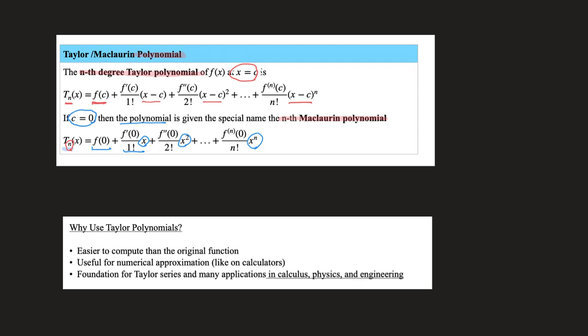Why use the Taylor polynomial? First, it is much easier to compute than the original function. I gave examples in the previous slides: how can we find the value of e to the 2, e to the 0.1, cosine 0.1, something like that? If you want to know these values, we use a Taylor polynomial to find them. The second reason is numerical approximation. Calculators use this algorithm to give the values of functions. Also, this is a foundation for Taylor series and applications in calculus, physics, and engineering in your future.